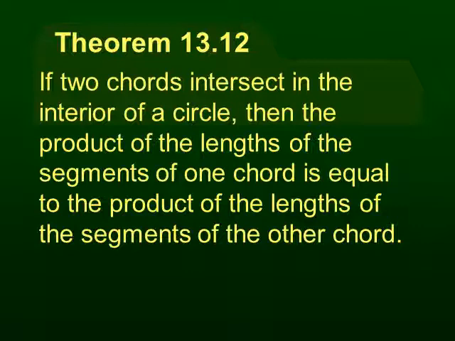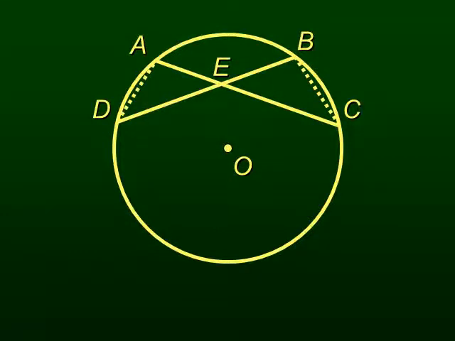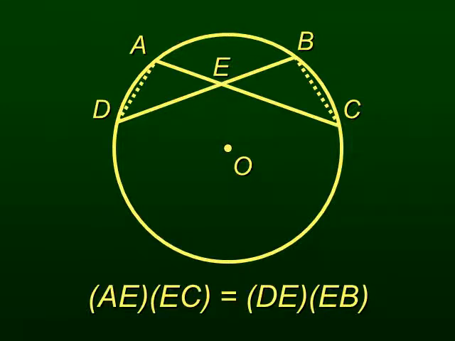If two chords intersect in the interior of a circle, then the product of the lengths of the segments of one chord is equal to the product of the lengths of the segments of the other chord. So let's look at a picture. So here are two chords that intersect in the interior of a circle. This theorem says the product of the lengths of the segments of one chord is equal to the product of the lengths of the segments of the other chord. So in this example, AE times EC is equal to DE times EB.